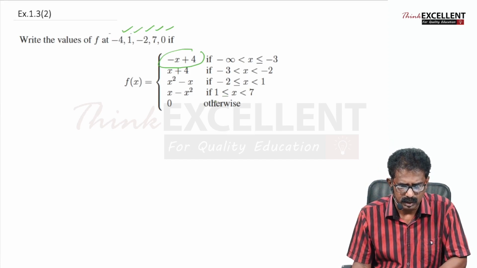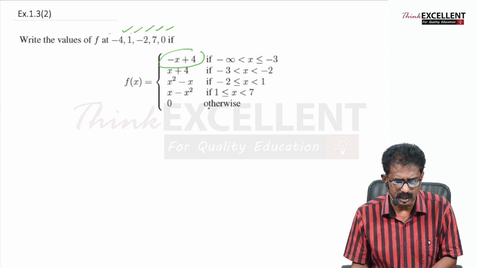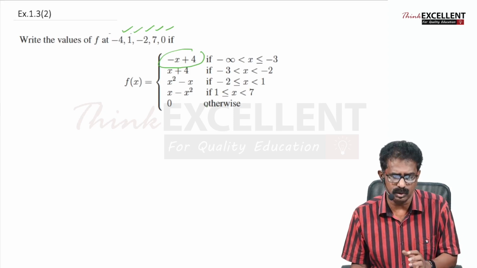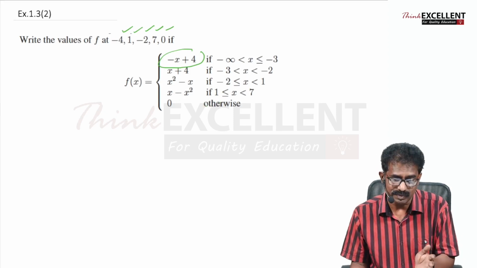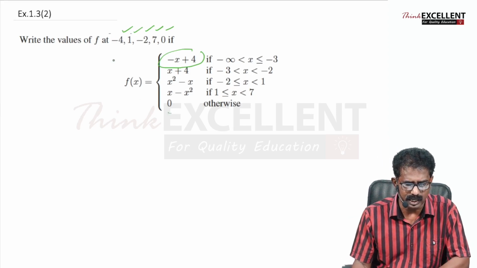Okay, hope you know that one. Then x minus x square, that is 1 to 7. 1 is included, 7 is not included. So 1 to 6. Okay. In other cases, it is otherwise. So after 7, even for 7, 7, 8, 9 and all, you have to take the value as what? 0. Okay, let us find one by one.